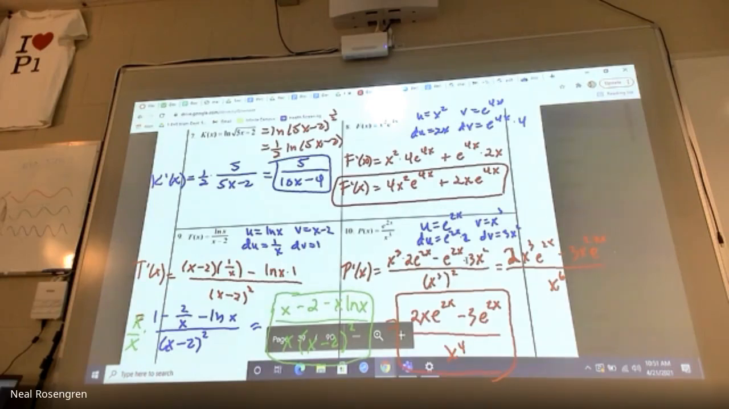I'm about to erase this, so if you have any questions, now's the time. If you want to take a picture, now's the time. 9's definitely the hardest one, I think, out of these 4, just because of getting rid of the complex fraction. But multiplying top and bottom by the common denominator will erase it. It should get rid of fractions on top and move that common denominator to the bottom, which is where it belongs.